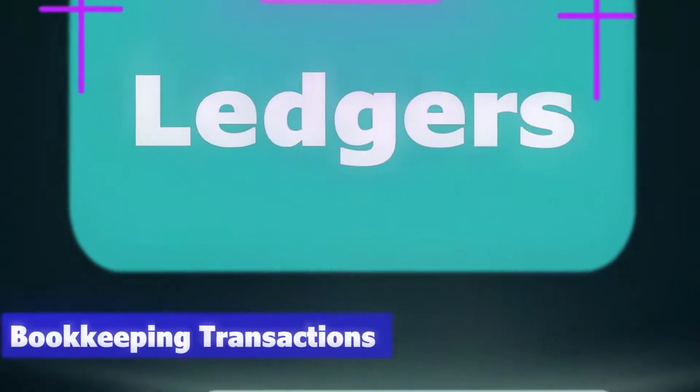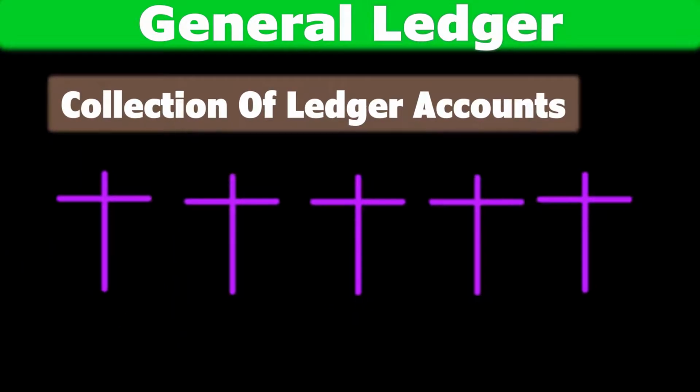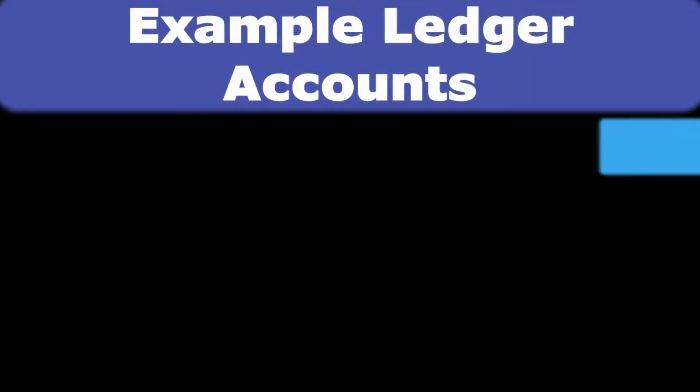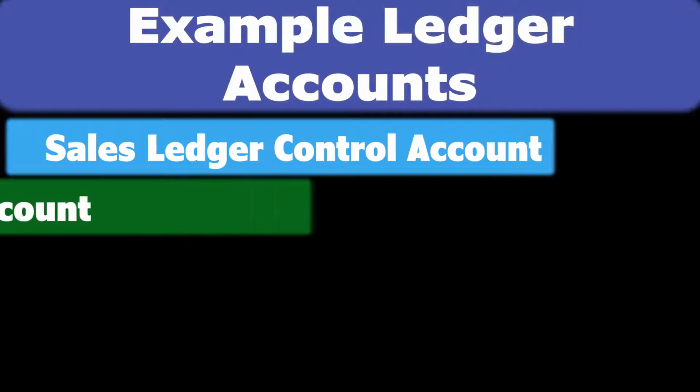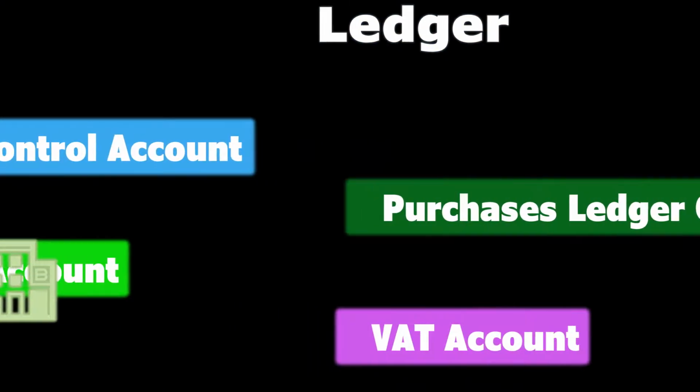Hello everyone, let's discuss the ledgers, more precisely the general ledger, the purchase ledger and the sales ledger. First, the general ledger is a collection of ledger accounts. These ledger accounts include the sales ledger control account, the purchases ledger control account, the bank account and the VAT account. Let's discuss a typical ledger account.